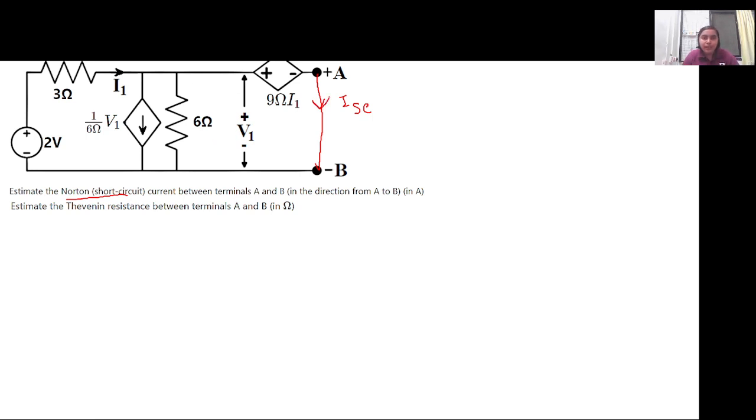Now this is a kind of closed circuit and we have to figure out what ISC is, right? So now again we can apply KCL. Here this current ISC is flowing and coming here.